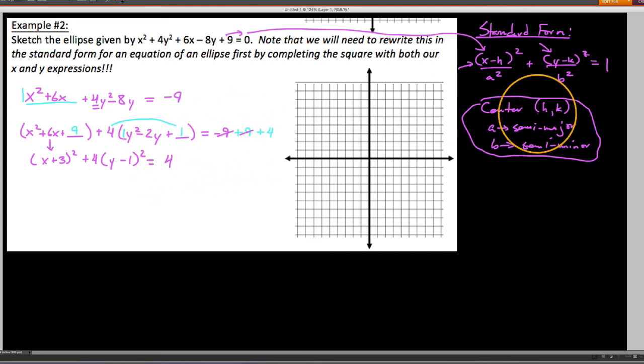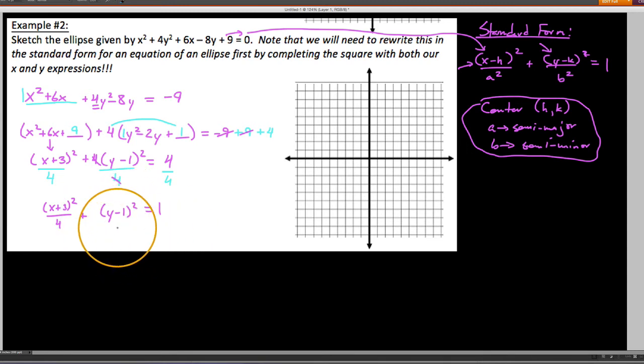So we're almost in standard form for the equation of an ellipse. We just need to divide everything by whatever's on the right to make that purposefully into a 1. So we get a 1 on the right. On the left, we get x plus 3 quantity squared over 4, plus, now the 4 and 4 here cancel, I get left with y minus 1 quantity squared.